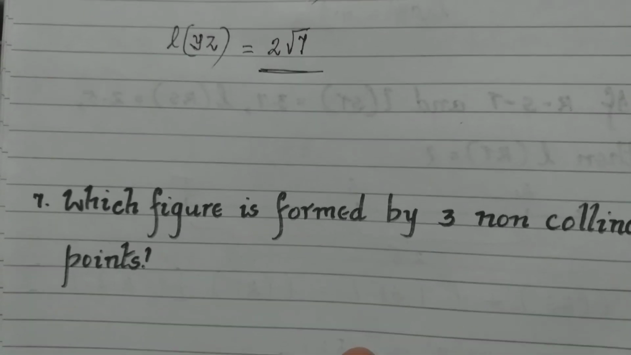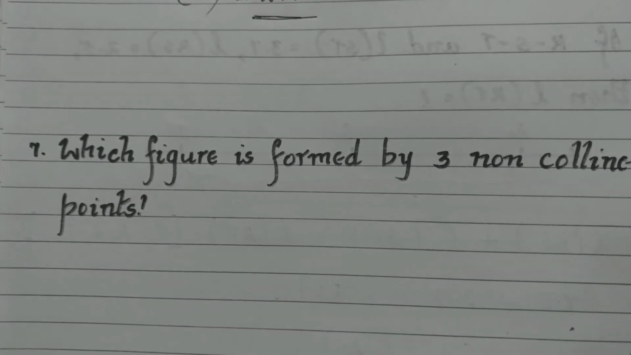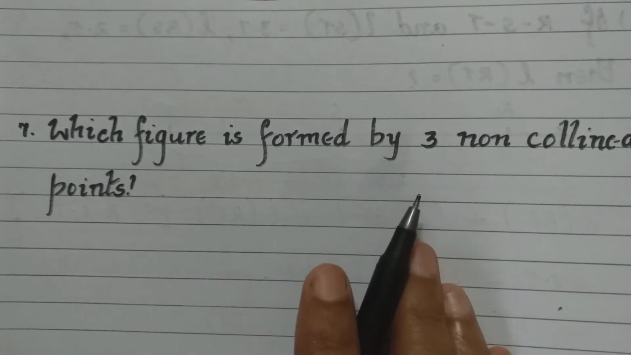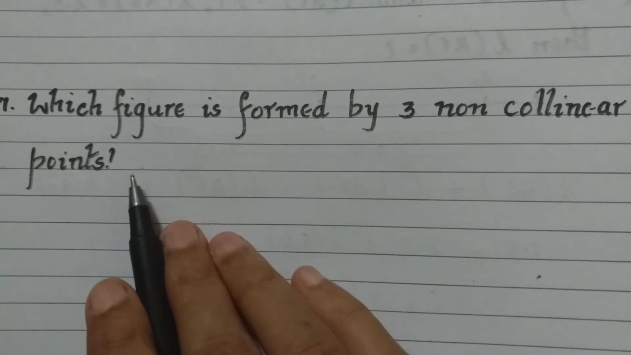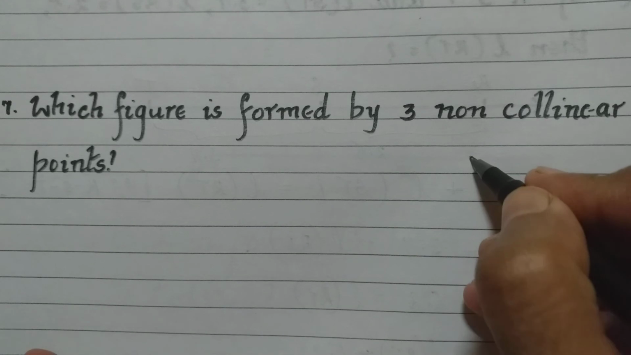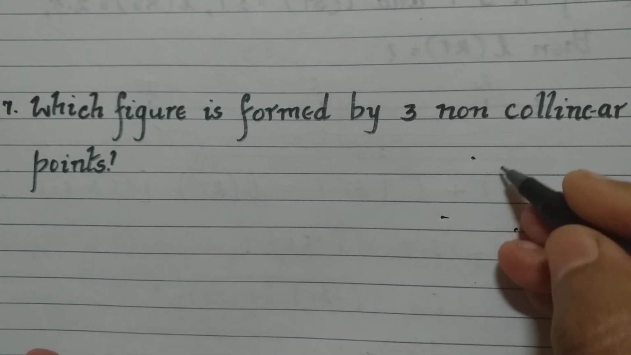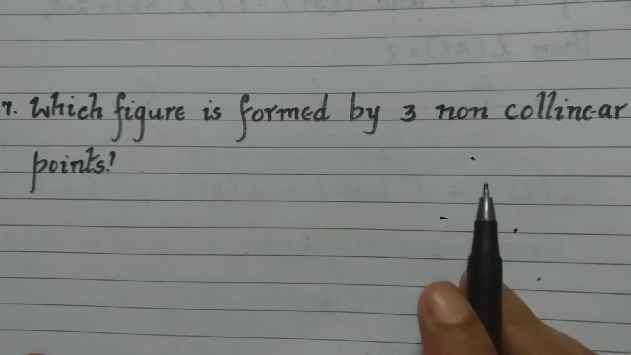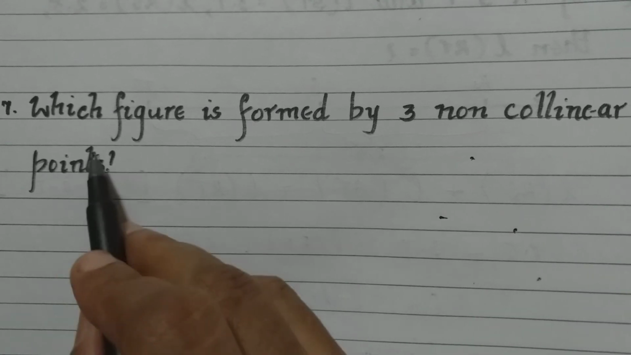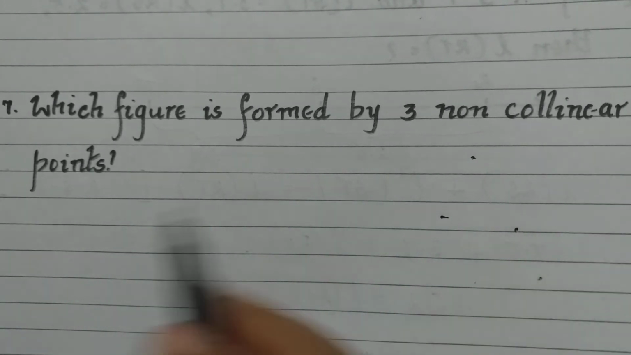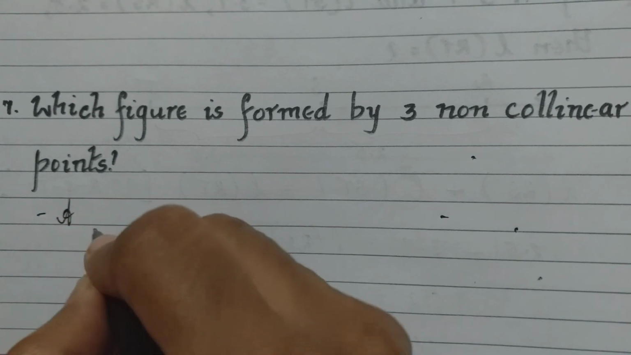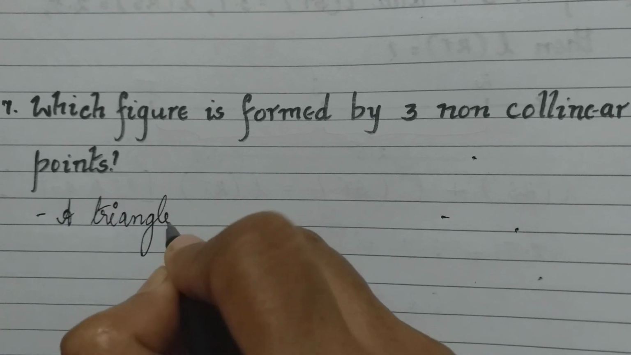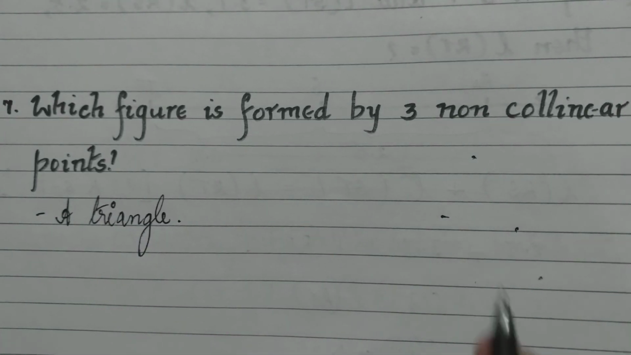The last question in practice set 1.1 was, which figure is formed by 3 non-collinear points? Now non-collinear means points which do not lie on one line. So it can be like this, 3 points which are separate from each other. If I join these points, what do I get here? It is a triangle, right? So which figure is formed by 3 non-collinear points? We can write the answer: a triangle. So this is the last question of practice set 1.1.